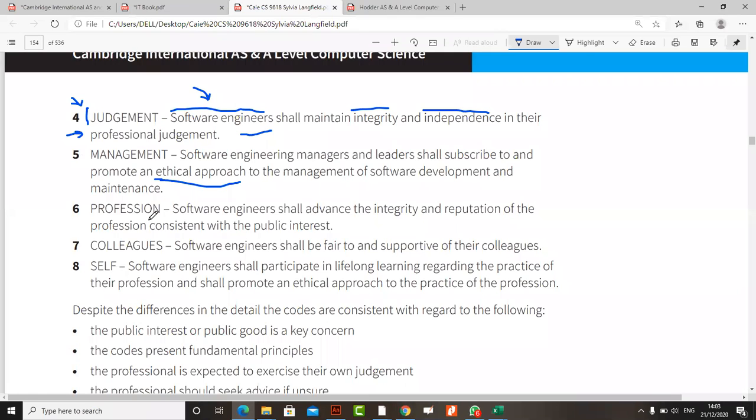Can someone give me more examples of an ethical approach as far as software development and maintenance is concerned? Just think of it. How ethically could a developer be wrong at some instance? How do you think so?